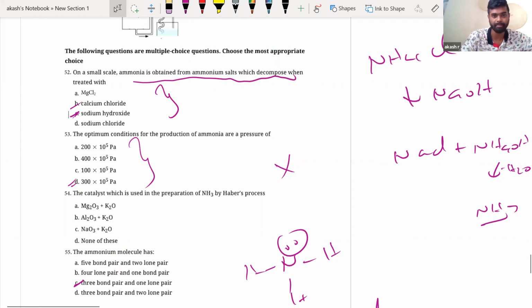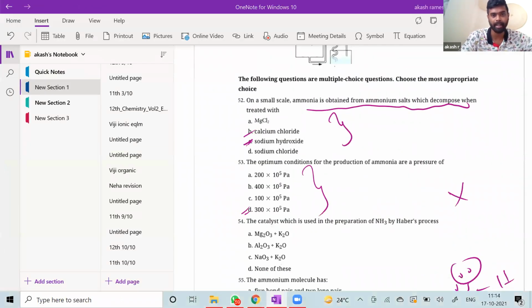Something in the chat? Yes, sir. Animal cell lacks cell wall. Yes, good, good.